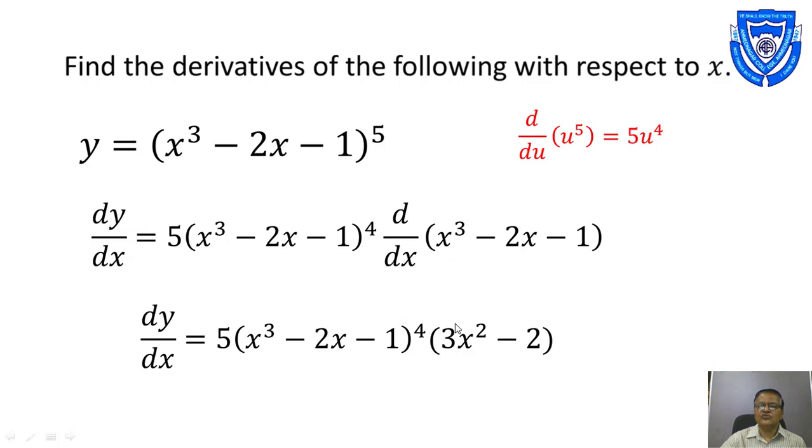Now derivative of x cube is 3x square. Derivative of minus 2x is minus 2 and that's all. So this is the derivative of the given function. Now let us move to the next example.